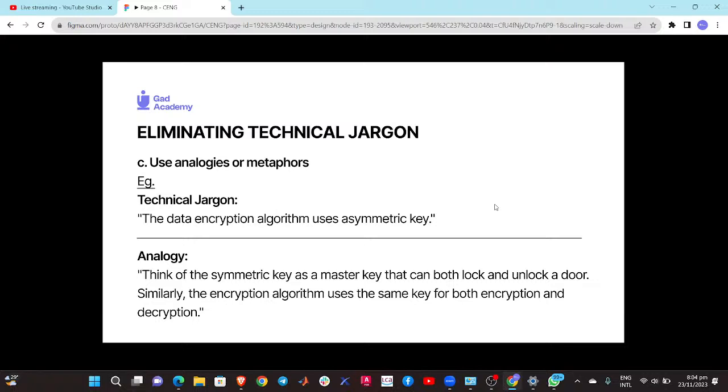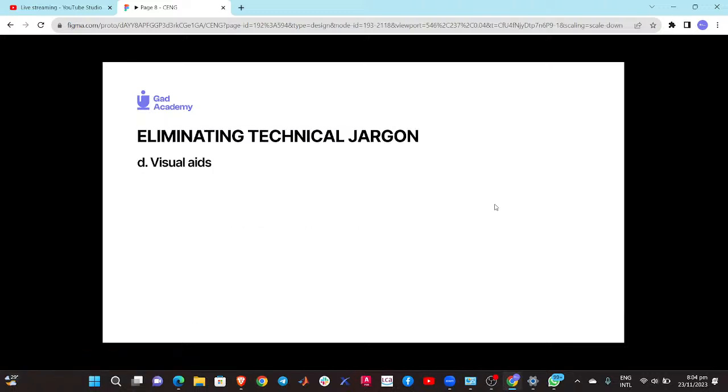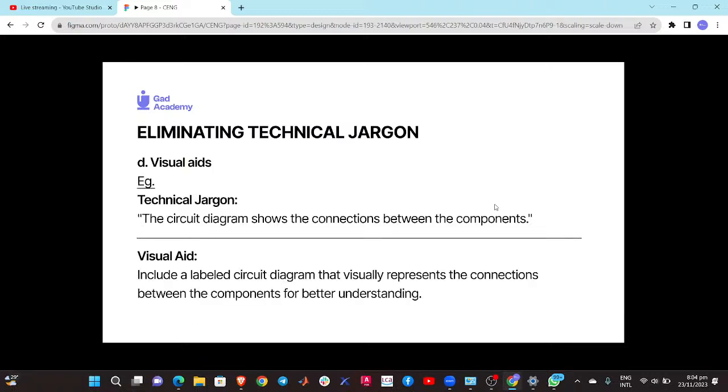So in this case, you've actually eliminated that jargon by explaining what the algorithm actually does sequentially. So whoever picks up your research work, whoever picks up your booklet will just know what exactly you were trying to talk about. Eliminating technical jargon, the last option is visual aids.